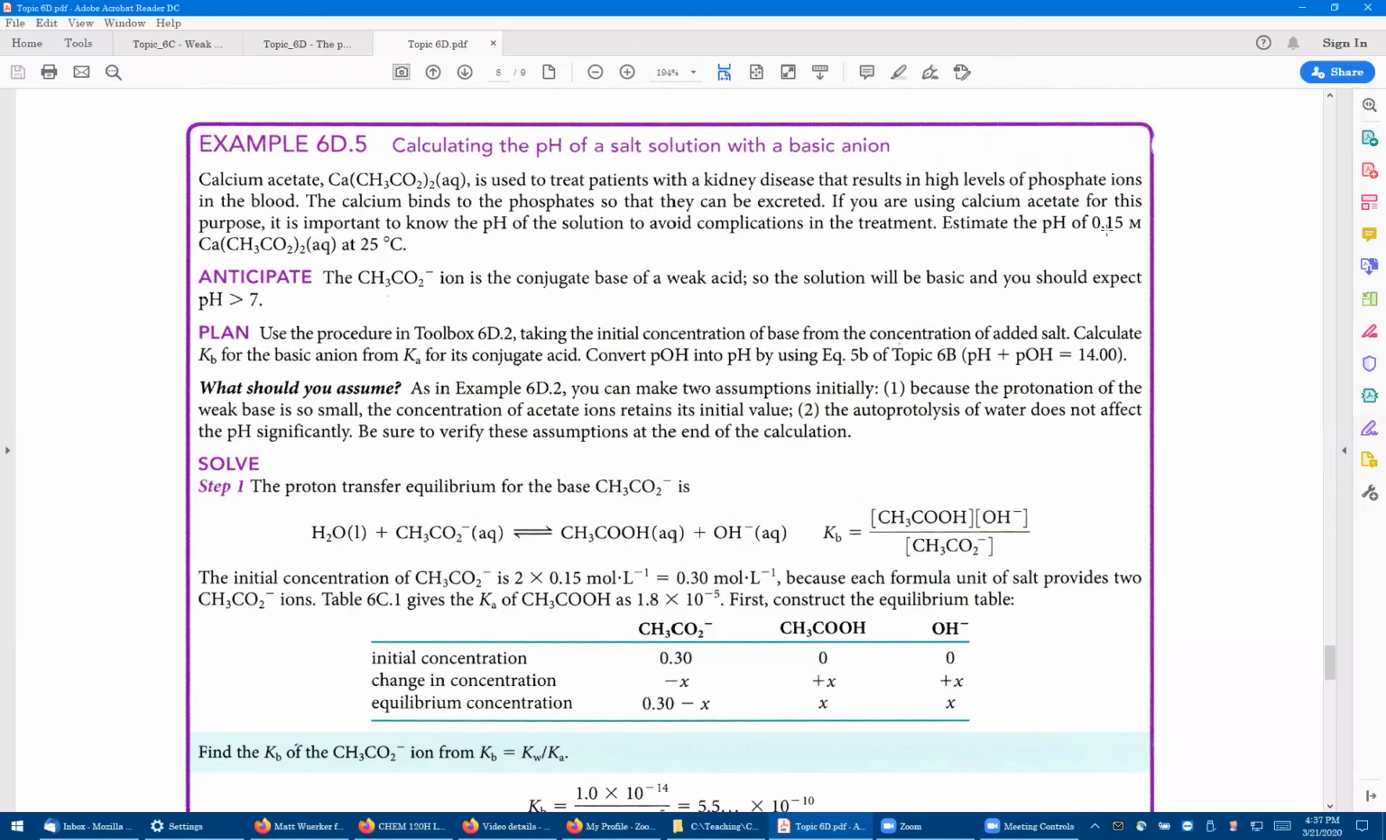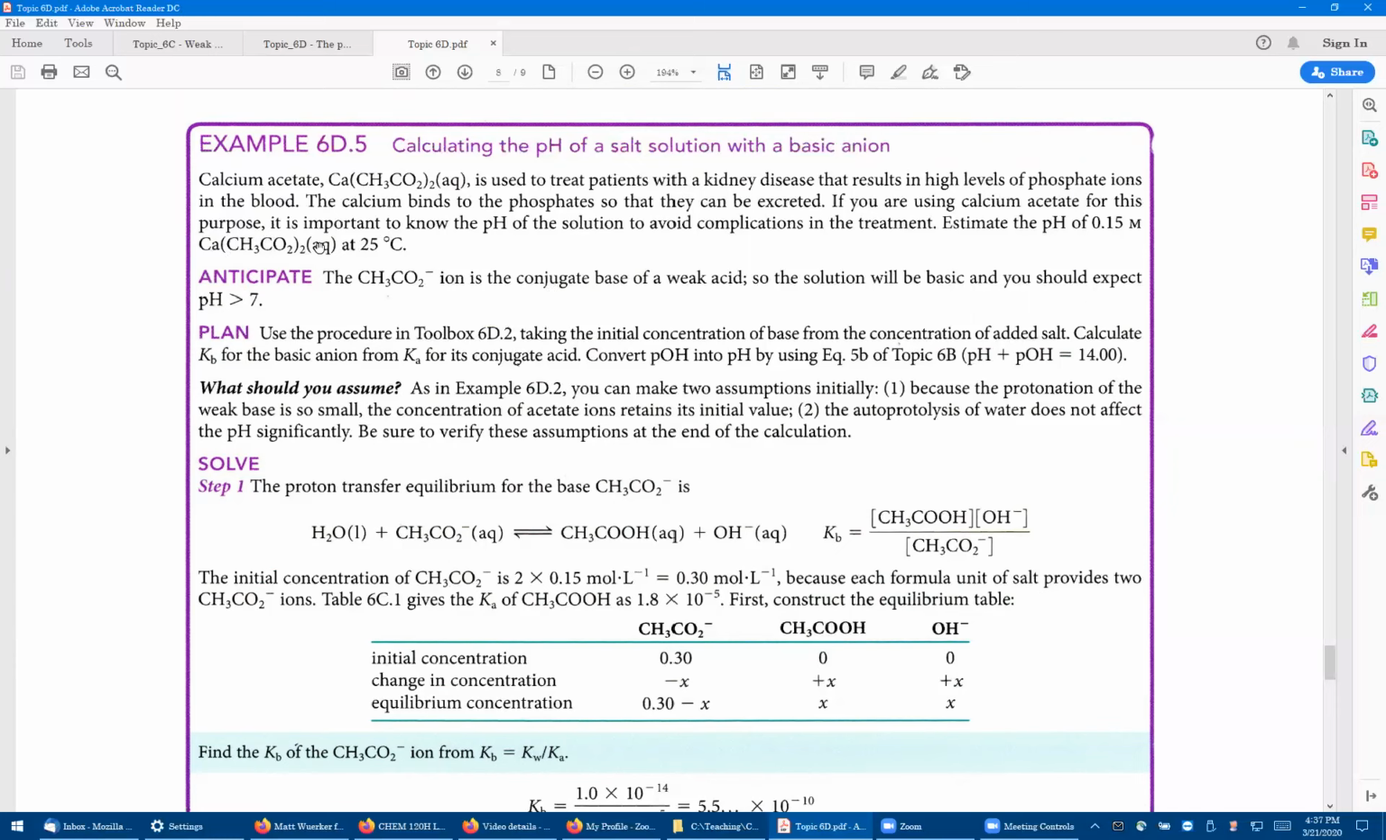So what we have is a 0.15 molar solution of calcium acetate, and we're trying to find the pH of it. So we can approach it the same way as we just did for the conjugate acid of a weak base. In this case, acetate is the conjugate base of a weak acid, acetic acid. So we anticipate that the acetate ion, since it is the conjugate base of a weak acid, should behave like a base, and you should expect the pH to be greater than 7.